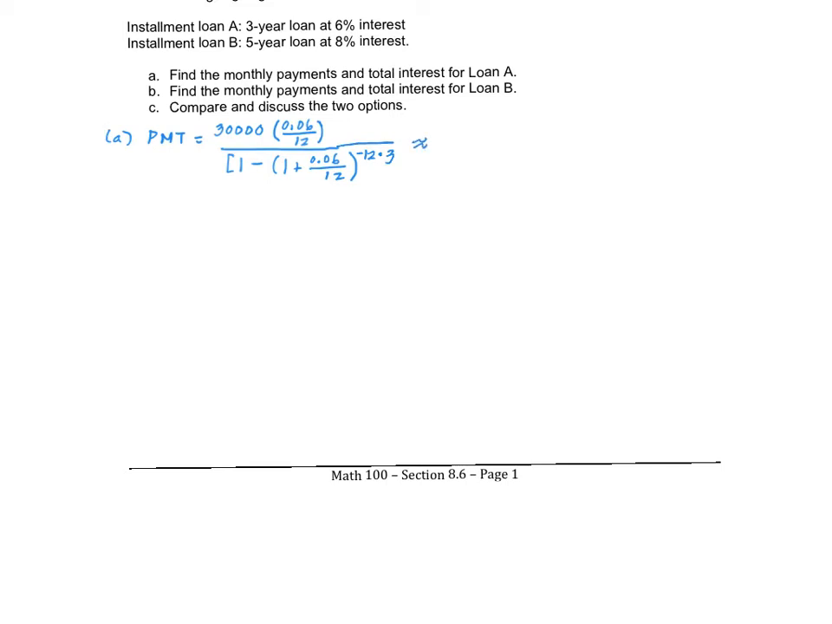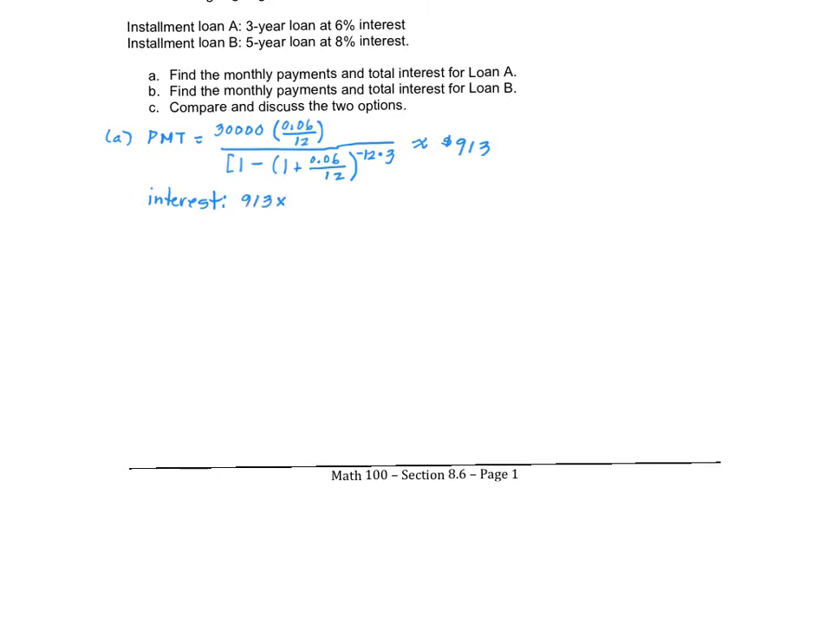So when I put that in my calculator, I got 912.6581235, but I'm going to round it to the nearest dollar and write 913. So that would be the payments. The interest is going to be how much money you put in, and then we'll subtract the loan amount of $30,000. So the payments are $913.